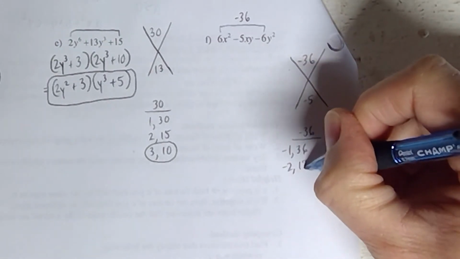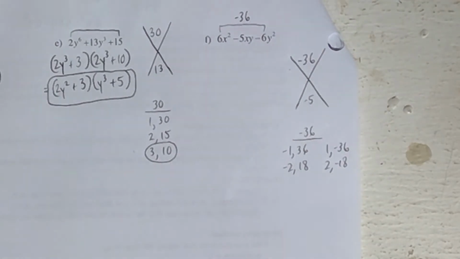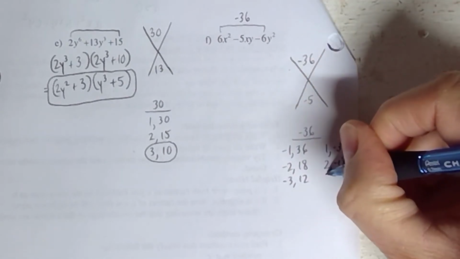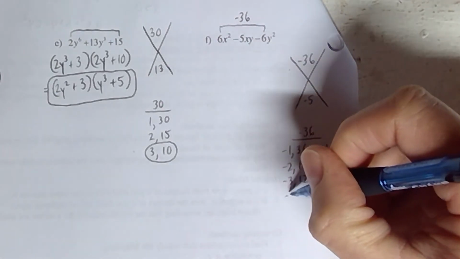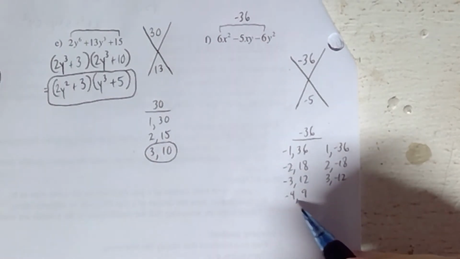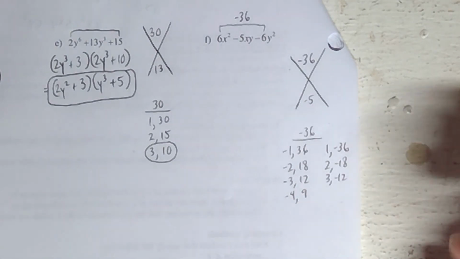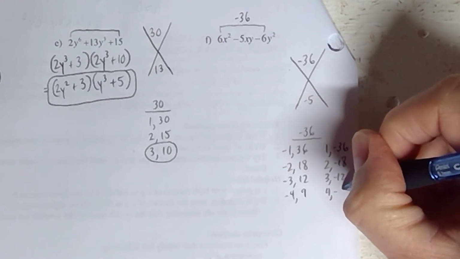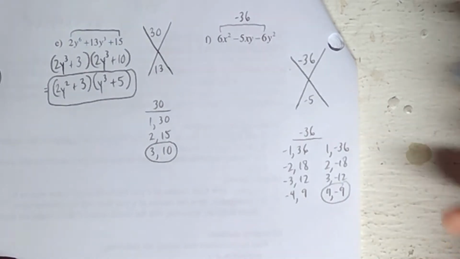Negative 2 and 18, 2 and negative 18. All right. Neither one of those add up to negative 5. So then we do negative 3 and 12, 3 and negative 12. Still doesn't add up to negative 5, neither one of those, but we're almost there. Negative 4 and 9. Oh, hey, that adds up to, oh, no, wait a minute. That adds up to positive 5, right? Okay, so be careful there. It's real easy to make that mistake with your signs. That is not the right one, but this one is 4 and negative 9. So it took a while, but we got there.